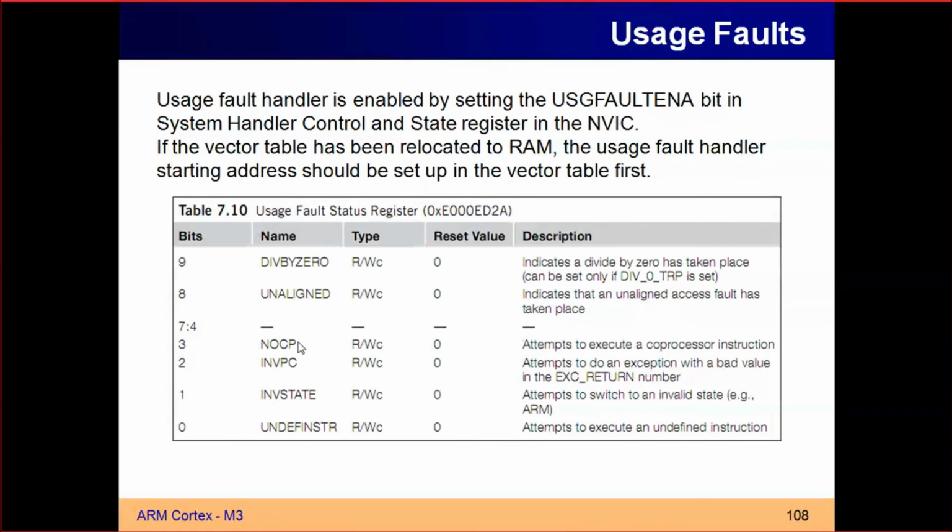Then these are the bits available: divide by 0 bit, unaligned bit, coprocessor bit, invalid return address, then invalid state. That means when you are trying to switch to ARM state. Finally, undefined instruction. So by reading the status register of the corresponding fault register, you can identify which operation has caused that particular fault condition. That is why the status register is there.